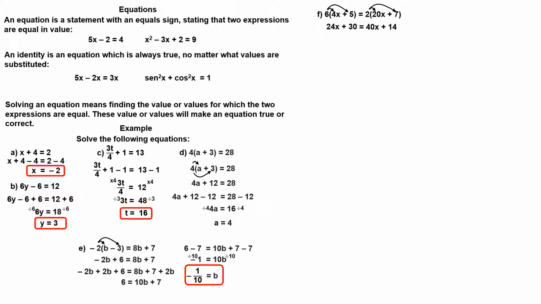Solve this equation by rearranging all the variables onto one side of the equation and all numbers onto the other side. Subtract 24x from both sides. Subtract 14 from both sides. Isolate x by dividing both sides by 16.